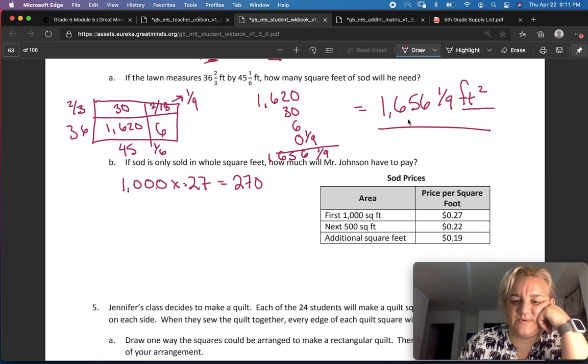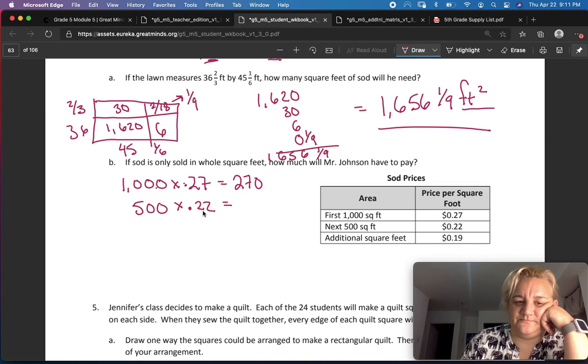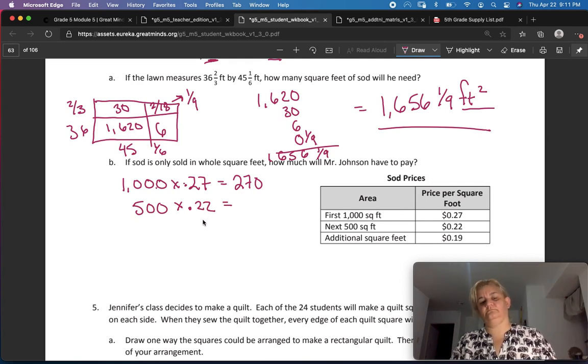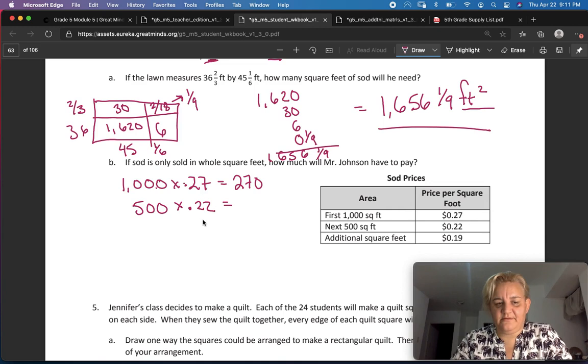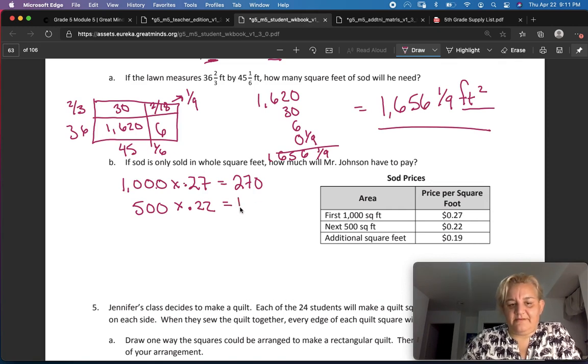Next 500 square feet is 22 cents. Okay. Well, what would that be? 22 times 5 is 11, and a 0 at the end, right? Yep, so we just moved that decimal point 1, 2. We just moved it 1, 2, and 5 times 22 is 11.